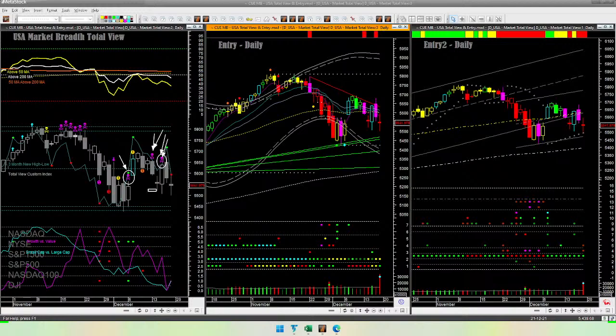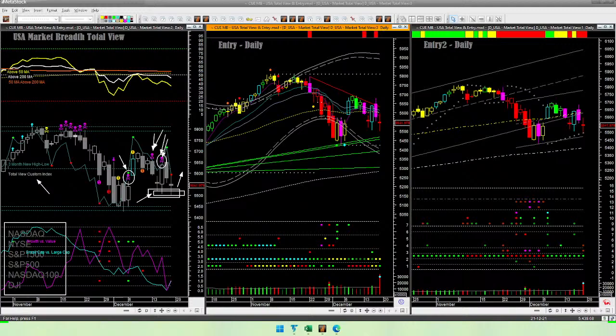At the same time, if I look at these three candles, and what is this candle chart? This is not one market ETF, it is the total view custom index that is calculated based on the two composites and four major indices. That custom index, it seems it is finding support at this level. The lower tails are showing that. That may indicate a move up, but not in all stocks probably.